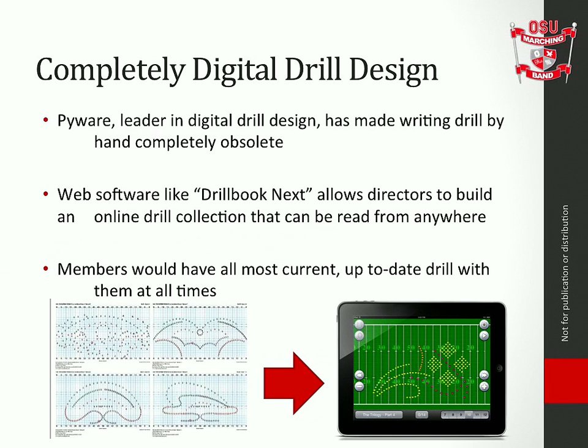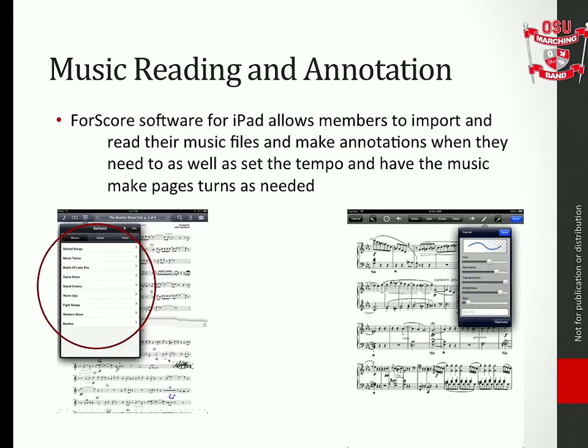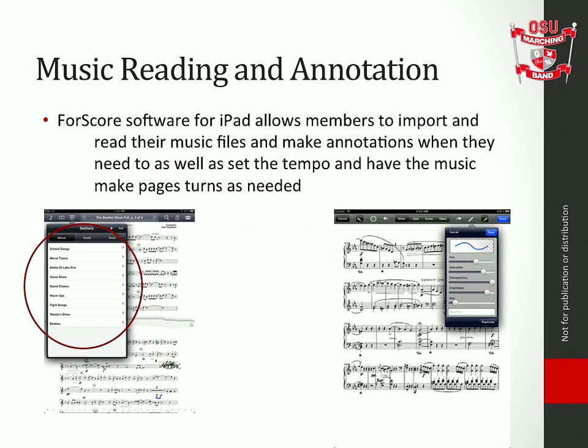So each student can have this on their device, looking at it, seeing the animation, something we've never been able to have in the past. Music reading and annotation is another big thing. We're using something called Fourscore. It's sort of like Notability optimized for music. You can set up groups of music, make playlists. You can write on it just like you can in any PDF annotator. And you can even have a metronome playing in the background so it plays along with you.